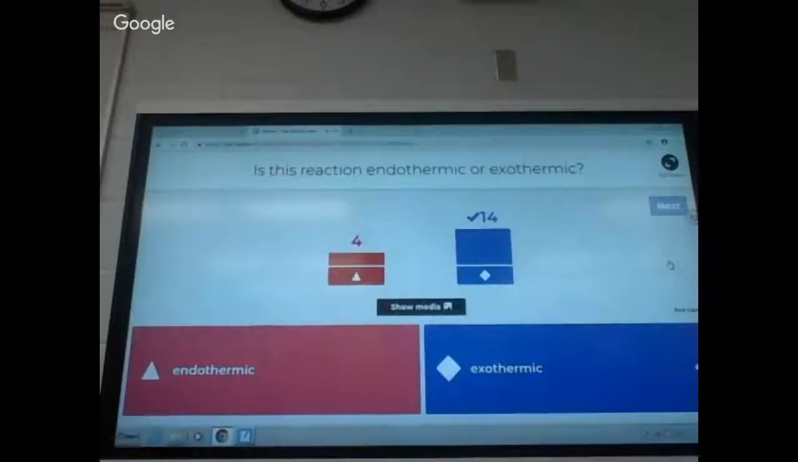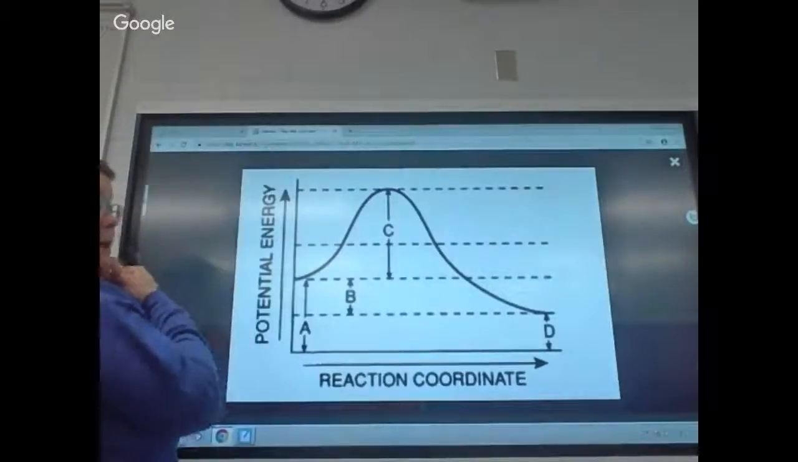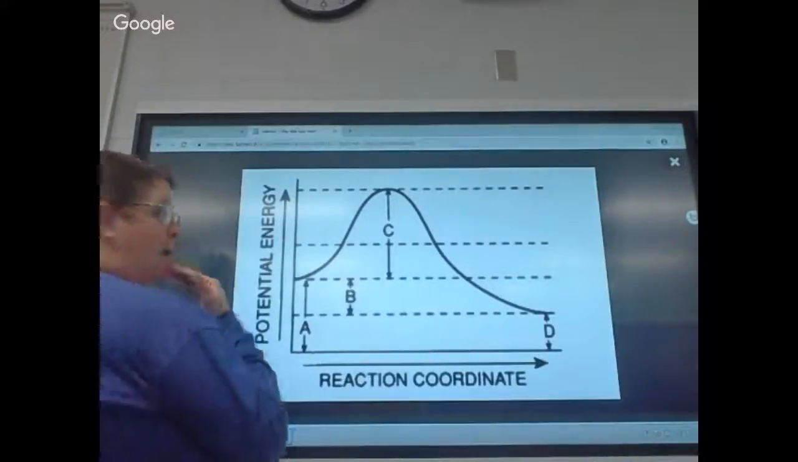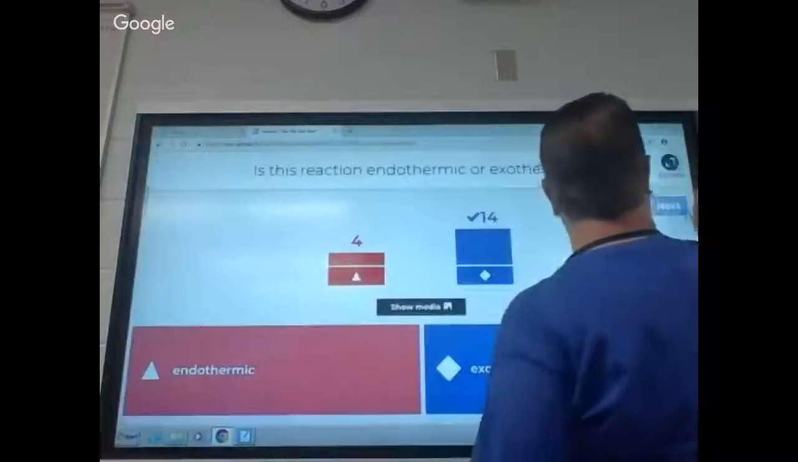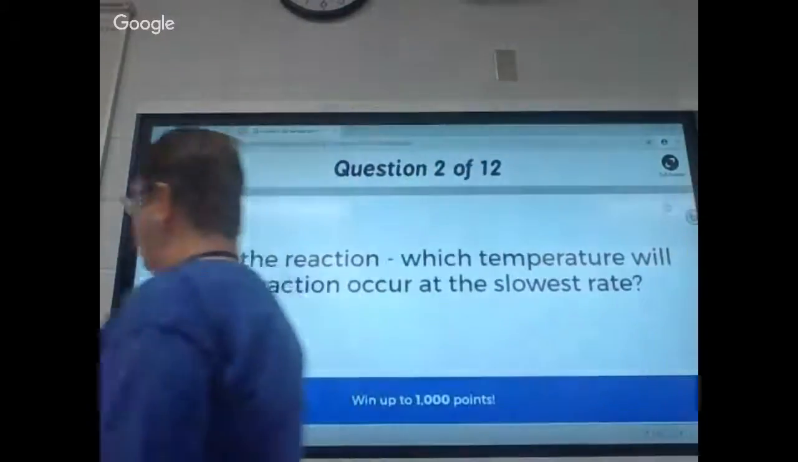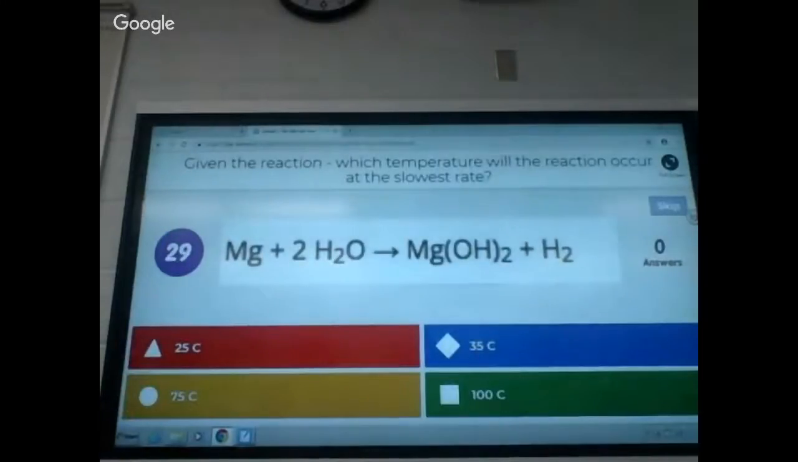All right. I don't know if it was your phones or what, but it should be exothermic Y. The products are where? Lower. The products are lower. All right. Let's just choose C.